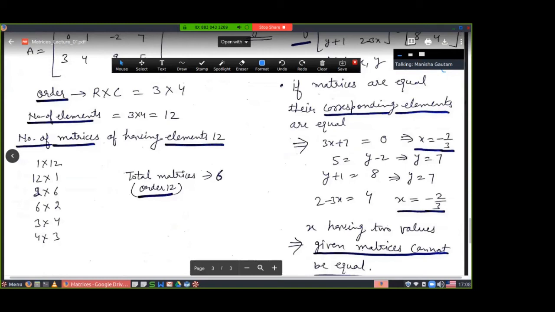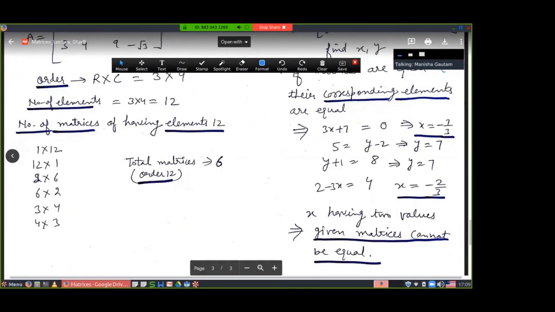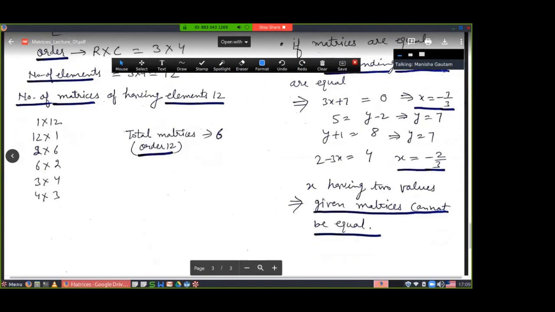Now the question is whether we can take two values of x. No, here is the answer to this question. No, you can't take two values of x. When you are getting two values of x, it means the matrices cannot be equal. Particular values are required. x, y must have single values. If they are single-valued, then you can say the matrices are equal. Otherwise, in this example particularly, I have chosen this for you. This is the example when the matrices cannot be equal.